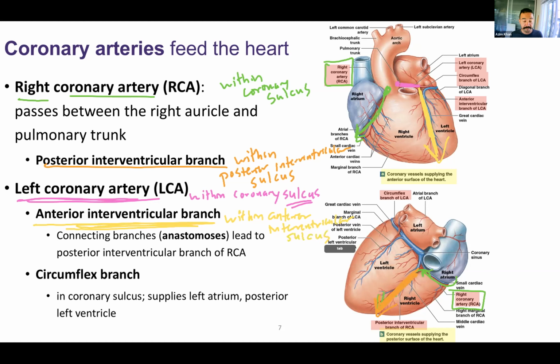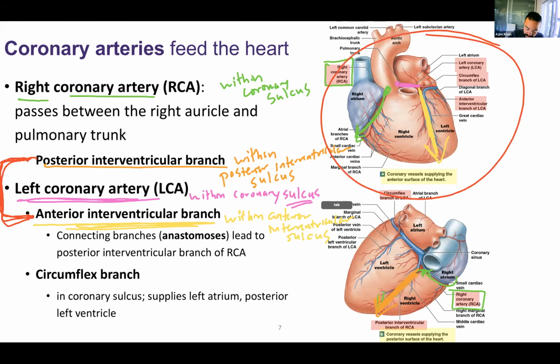So again, important to know these sulci. Here's another major artery passing in that sulcus. What's really cool about these arteries is that the anterior interventricular branch of the left coronary artery actually forms a connection. It directly connects to the posterior interventricular branch. These two are linked together. So take a look at the top right here.